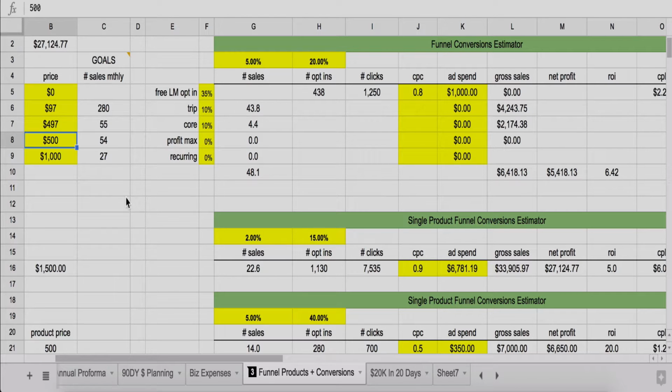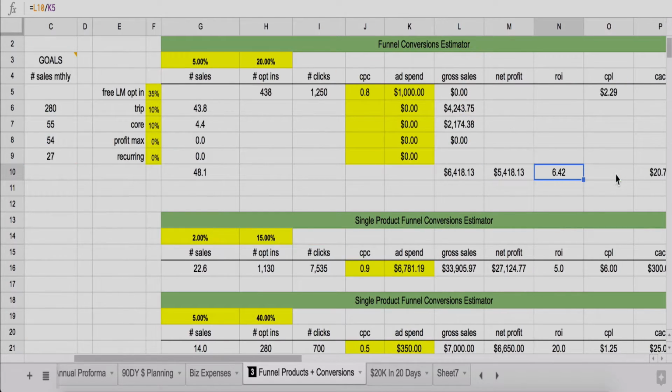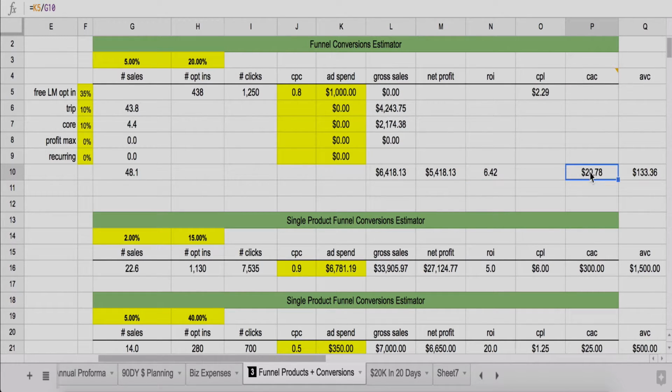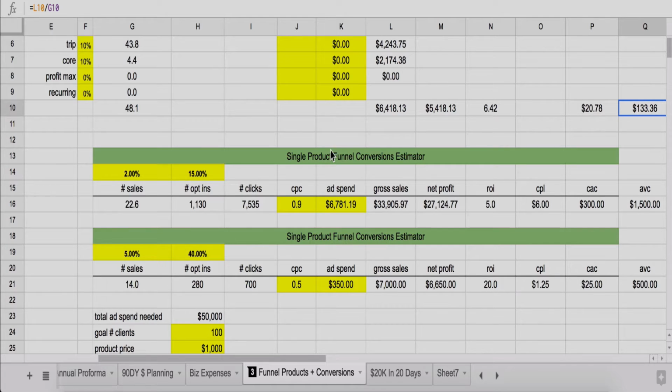Maybe your core product is $497. Then you can still see here that you spent $1,000 and had $6,400 in gross sales. After your ad spend, you netted $5,400. So your return on investment was 6 to 1. And over here, your customer acquisition cost would have been $20. It's basically $1,000 divided by your 48 clients. And then your average value of the customer would be $133. Then down here I broke this down into a single funnel and did this one slightly different.